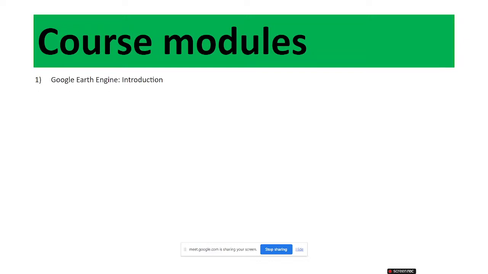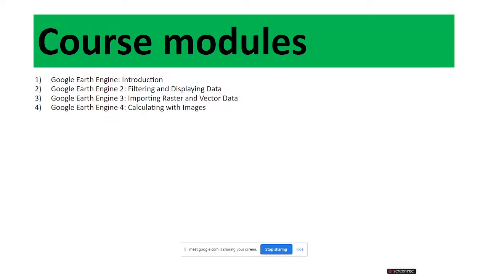First, the introduction to Google Earth Engine and its background, how it works, all of the details. Then how you can easily filter and display data, mainly remotely sensed data such as Landsat, Sentinel, MODIS, or other types of satellite imagery. Then how you can import your own raster data as well as your own vector data in the Google Earth Engine platform. Then how to calculate with images.